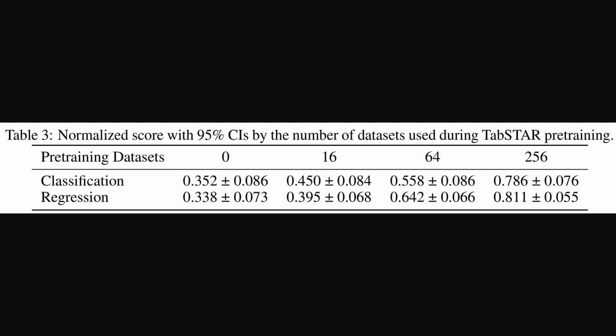Building on the idea of optimizing the model during pre-training, this table looks at how the amount of pre-training data affects performance. We see normalized scores for both classification and regression tasks. As the number of pre-training datasets increases from 0 up to 256, the scores consistently go up. For classification, the score jumps from 0.352 to 0.786, and for regression, from 0.338 to 0.811. This clearly demonstrates that TabSTAR benefits from more pre-training data, showing a nice scaling effect. The plus-minus values represent those 95% confidence intervals.